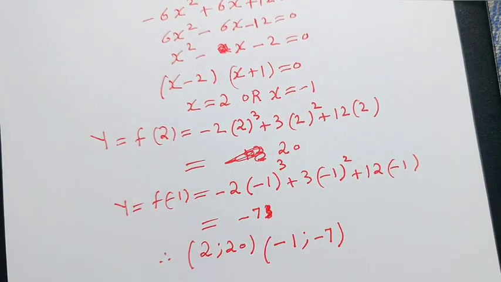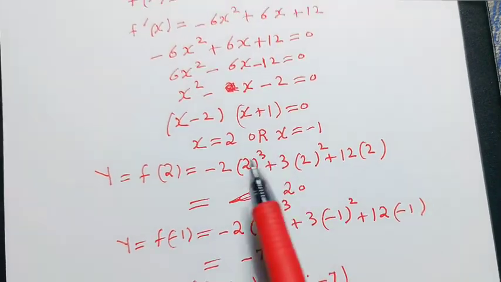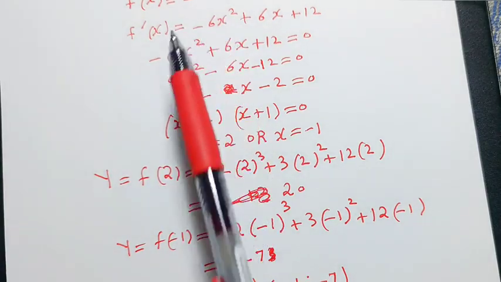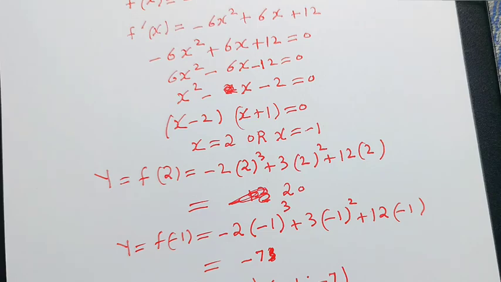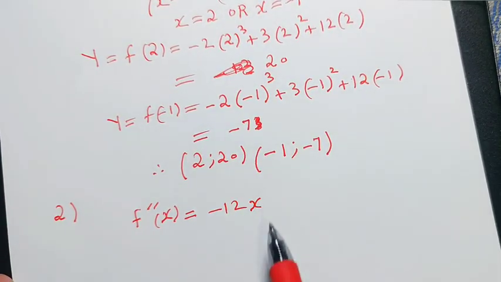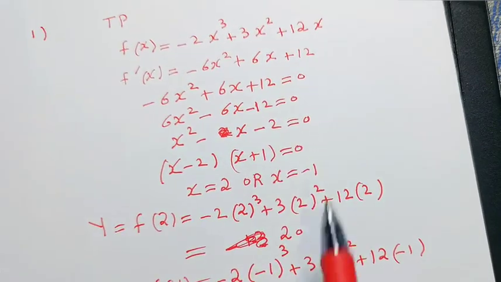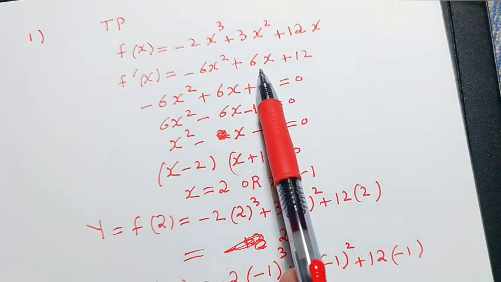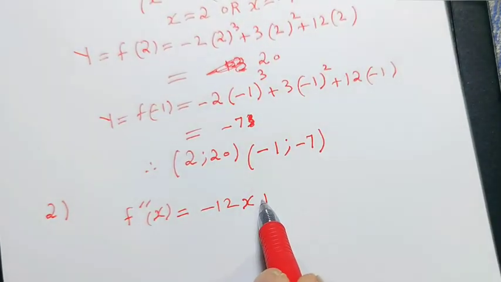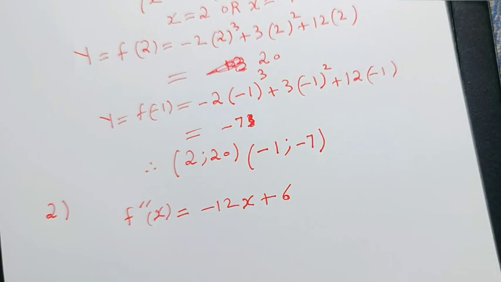So the first derivative is, we apply the second derivative here to find. So 2 times -6 is -12x, and then applying the second derivative here, it is going to be plus 6. Now we have finished finding the second derivative.